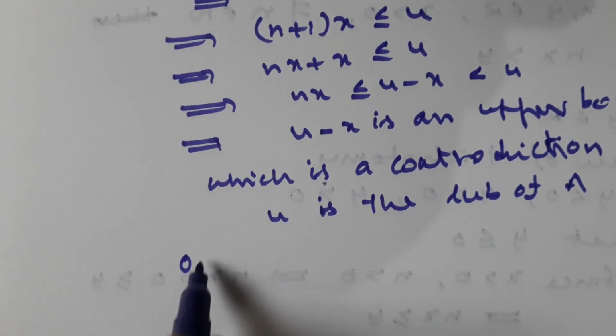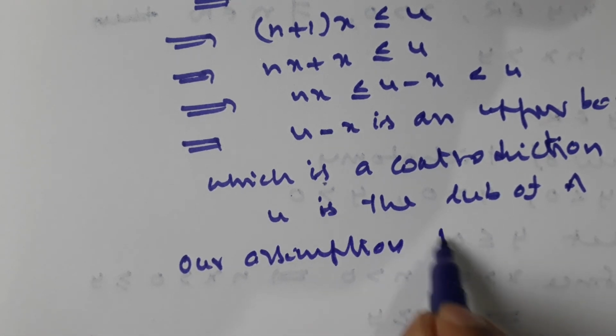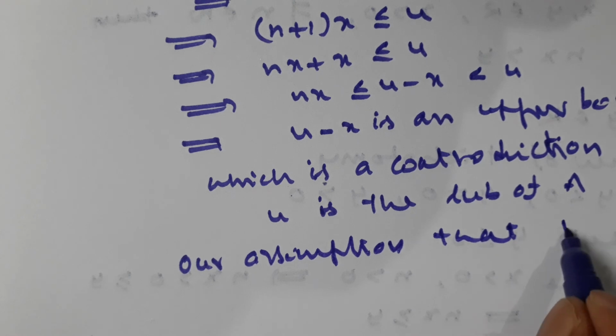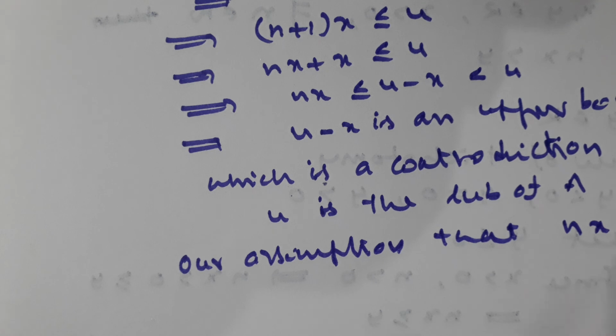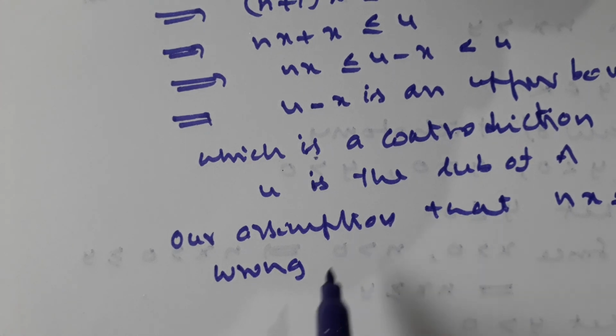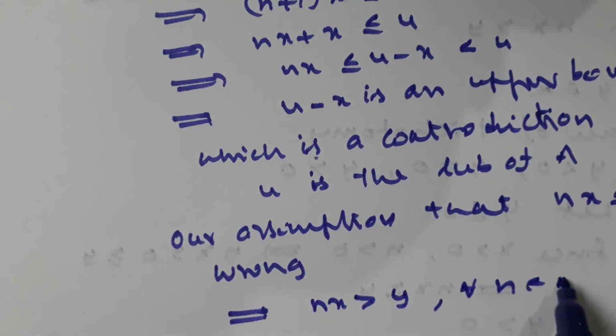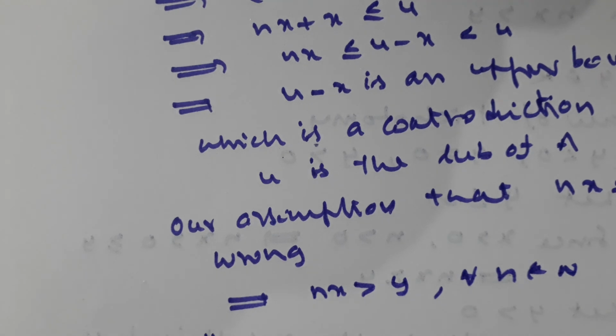So our assumption that nx less than or equal to y is wrong. Whatever we are assuming, that nx less than or equal to y, is false. This implies nx must be greater than y, for all n belongs to N. Hence, the theorem is proved.